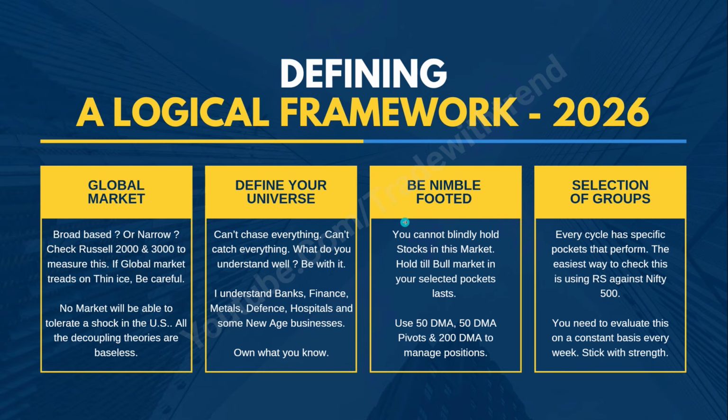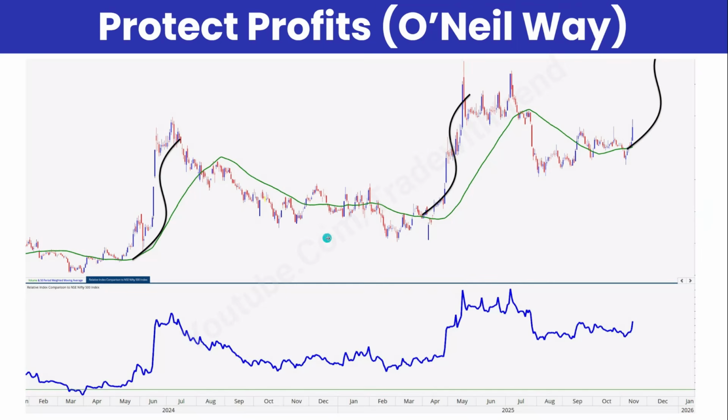The third point I would tell you is that you will have to be nimble footed. I'll read out this particular paragraph because I don't want to miss out on anything. You cannot blindly hold stocks in this market. Hold till the bull market in your selected pocket lasts. You have to use 50 DMA, 50 DMA pivot, and 200 DMA to manage positions. Let's say you capture some fantastic stock in a market. Let's say you capture this kind of a swing in the market. You go behind the right kind of pocket, you identify some stock, and you capture the trend.